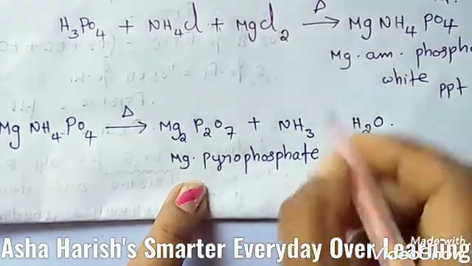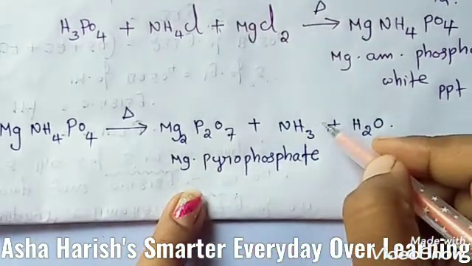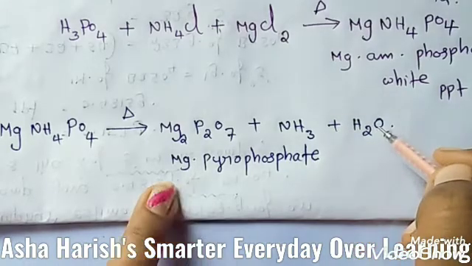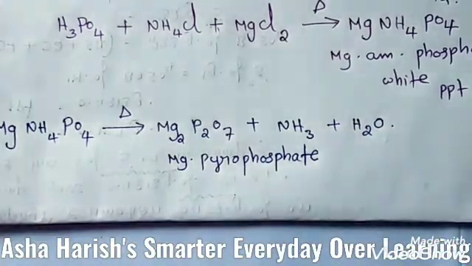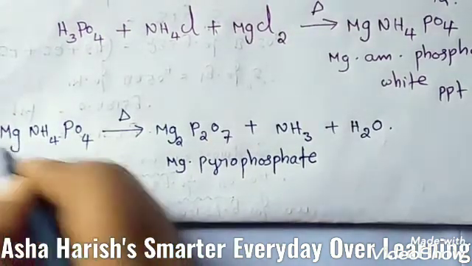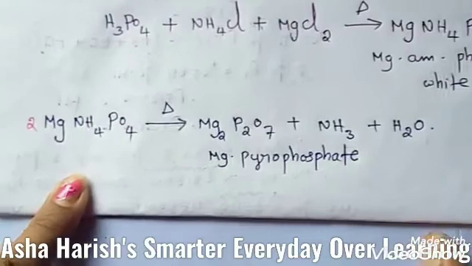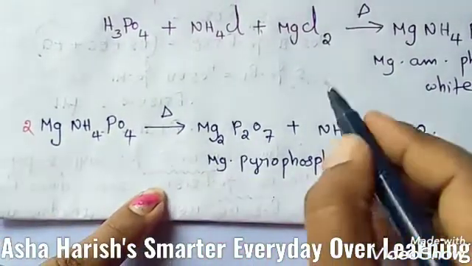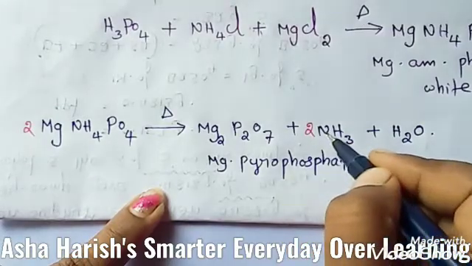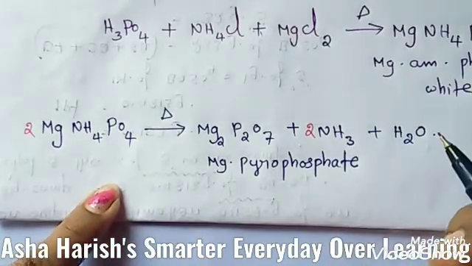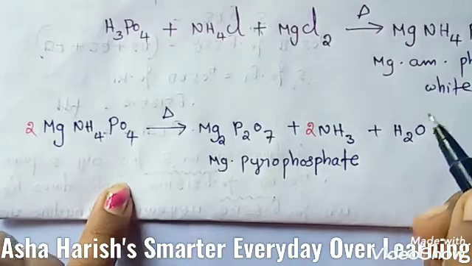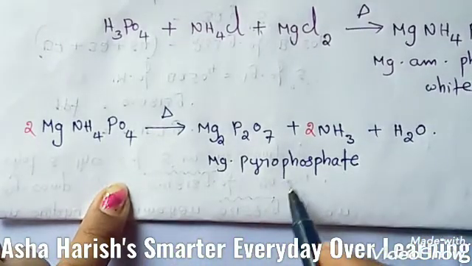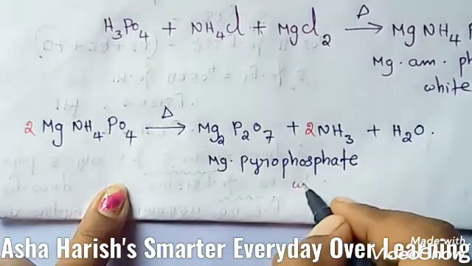Magnesium pyrophosphate, and here NH3 is ammonia, you know that, and here are water molecules. And if you balance this chemical equation, here if you place in front of this magnesium ammonium phosphate 2 and here Mg2 means it is balanced. Now before NH3 also if you place 2, the complete equation is balanced. Now the magnesium pyrophosphate thus formed is weighed.